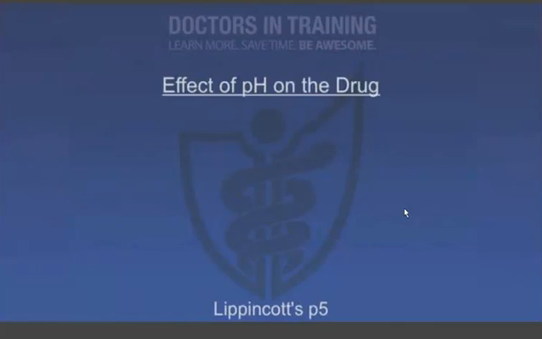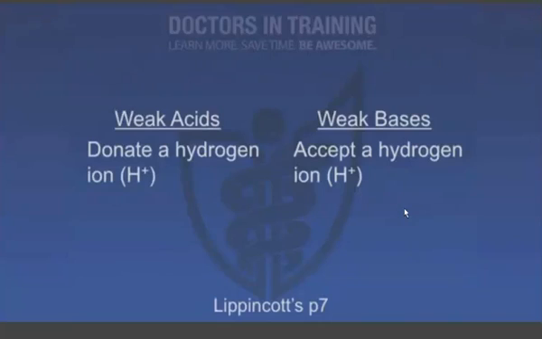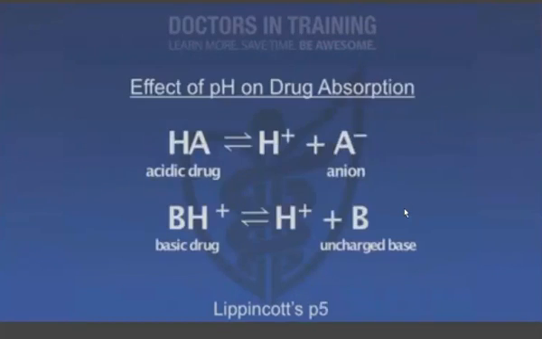Another factor that influences drug absorption is pH. Most drugs are weak acids, which means they donate a proton or a hydrogen ion, or they're weak bases, which means they accept a proton or a hydrogen ion. You see the equation on the screen. These equations help us to know how much pH is going to influence whether or not this drug is charged or uncharged. And you have to remember that charged drugs are not going to pass through the cell membrane very easily, whereas an uncharged drug will.